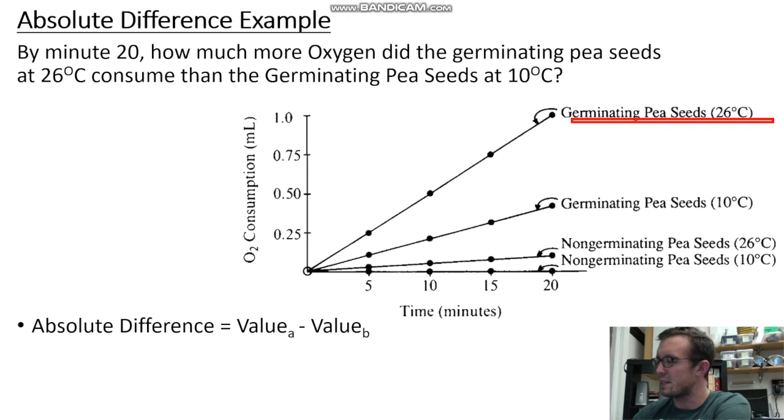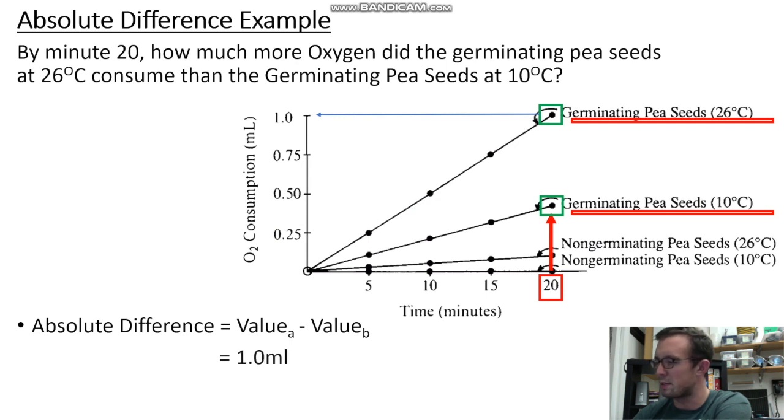We'll find the germinating pea seeds at 26 degrees. We'll find the pea seeds at 10 degrees Celsius. And then we will find at minute 20 the amount of oxygen that each of them had consumed. And so if we come across to our y-axis, we'll see that the germinating pea seeds at 26 degrees Celsius had consumed approximately 1 milliliter of oxygen. And we'll see that the seeds at 10 degrees Celsius had consumed around 0.4 milliliters of oxygen. And so this question is asking how much more did the 26 degrees Celsius consume than the 10 degrees Celsius? That would just be 0.6 milliliters.